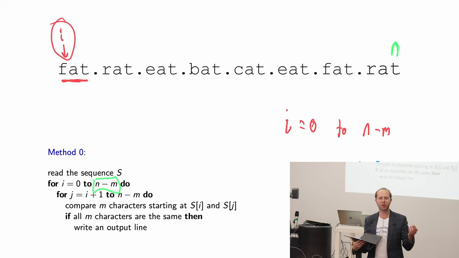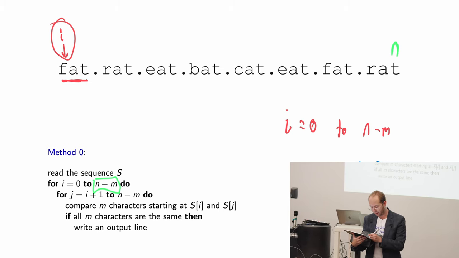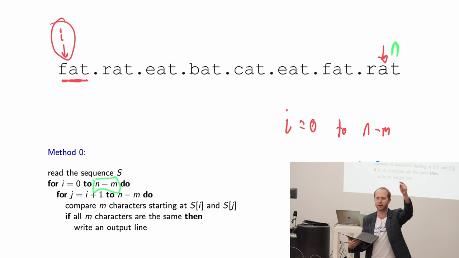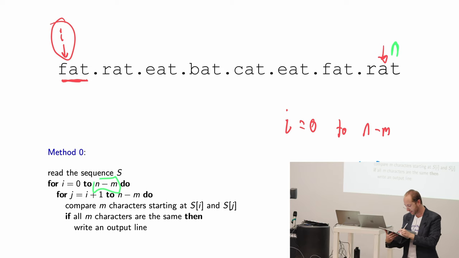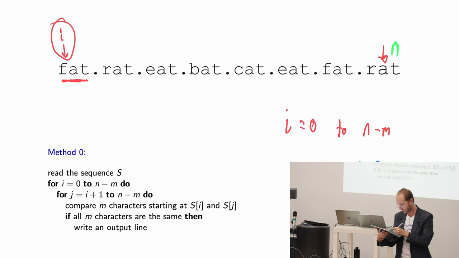Yeah, so if we're looking for a repeat of seven letters in length, Eugene is right that if we get to the second last letter and look for the seven letters following the second last letter, there aren't actually enough letters there. So we get the second last letter, and then the letter after the last letter, which doesn't make any sense. So we're already starting to understand why we've got the conditions on our loops that we do.